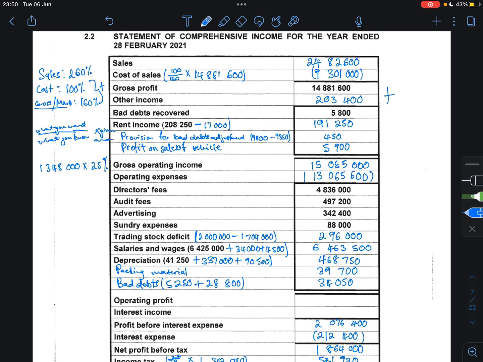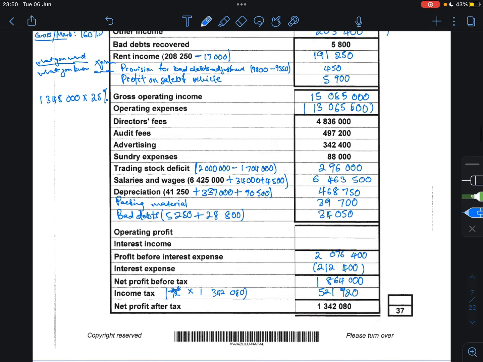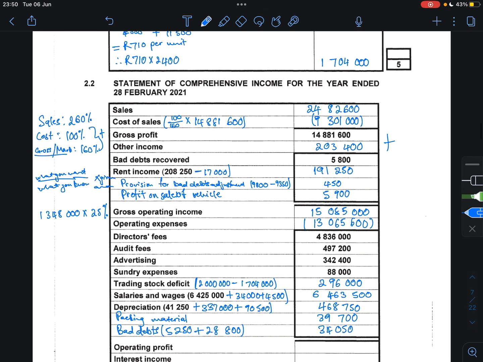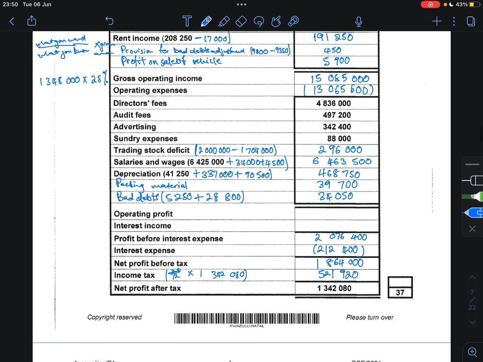So it's 6,463,500 plus 468,750 plus 39,700 plus 34,050. Okay, so I'm still getting the same answer. Now we can continue to calculate our operating profit. So it's 15,085 minus 13,065,600. Okay, so I'm getting my operating profit to be 1,371,900.